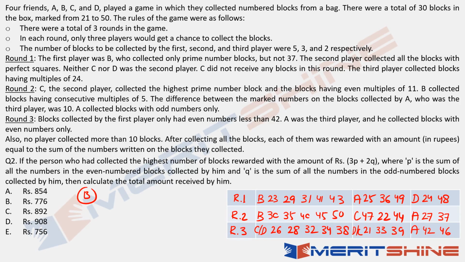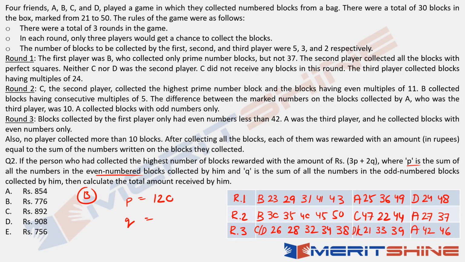It says P is the sum of all the numbers in the even numbered blocks. Which are the even numbered blocks for B? All these are odd, and the even numbered ones are 30, 40, 50. So this is simple. Even sum is simple, 30, 40, 50. You can see this here, 30 plus 40 plus 50. So P is this. 30 plus 40 plus 50, I'll write it directly, that's 120.